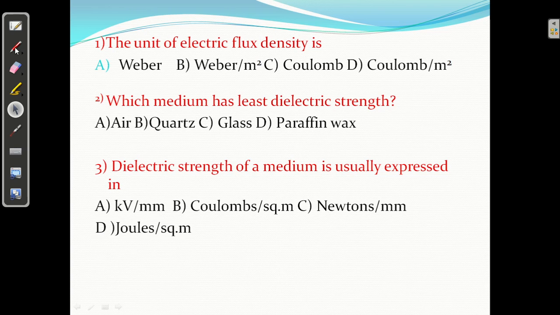What is the unit of electric flux density? Okay, we know electric flux density is represented by D. D equal to what? Flux upon area. Flux means Q, charges, upon meter square. What is the unit of charges? Coulombs. And area means meter square. So the answer is D.